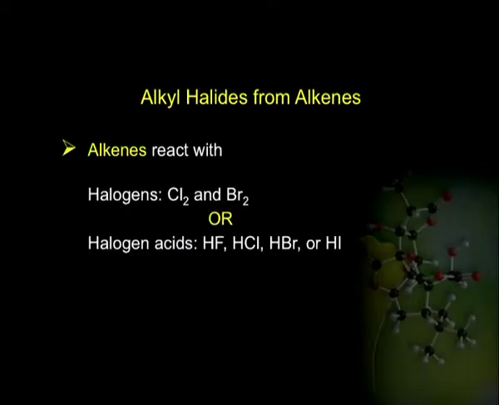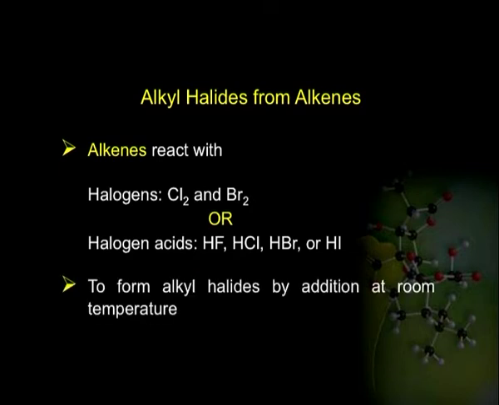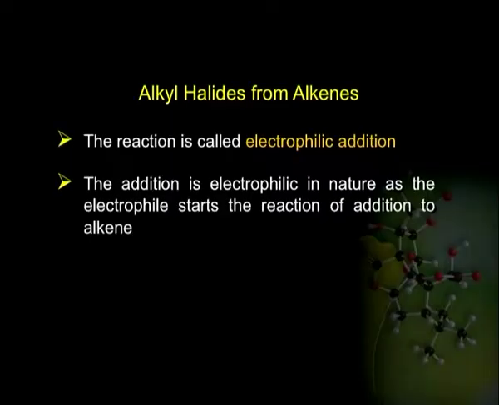So, alkenes react with halogens like chlorine and bromine, or halogen acids, hydrofluoric acid, hydrochloric acid, hydrobromic acid or hydroiodic acid to form alkyl halides by addition at room temperature. The reaction is called electrophilic addition reaction. Why we call it electrophilic addition reaction is that the addition is electrophilic in nature.